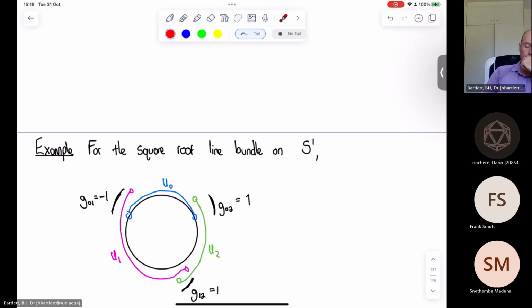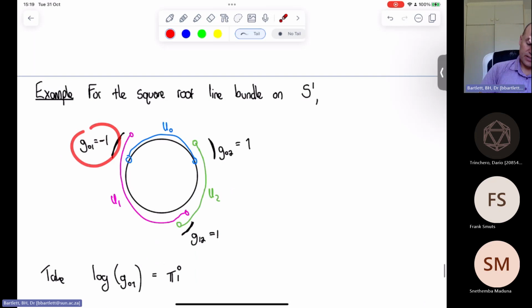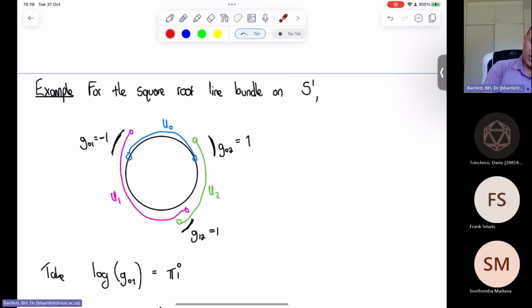So to get out this Čech cocycle, I'm supposed to then take logs of these g's, right? So for example, to take the log of this, I've got to choose what's log of -1. Well, it's going to be either πi or 3πi or 5πi and so on. I'm going to choose a specific one. I choose it to be πi.